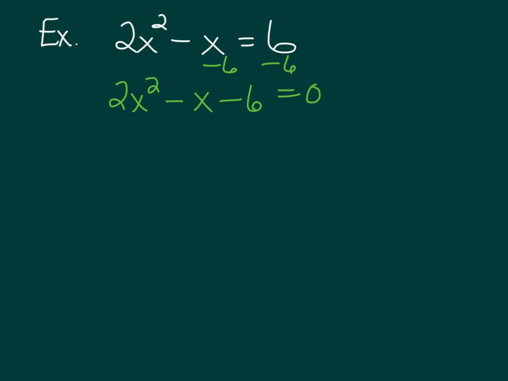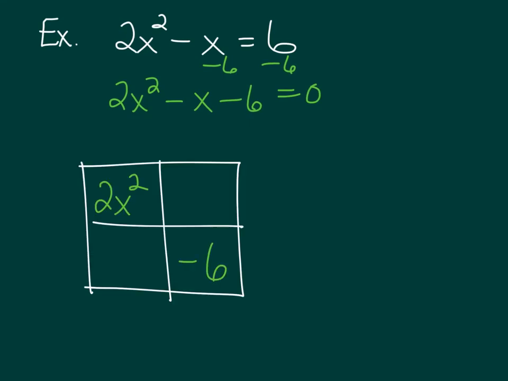Okay, so let's go ahead and draw the box and start factoring. Okay, so now I have my box drawn. So now I need to take my 2 times negative 6. 2 times negative 6 would be a negative 12. And I need to list out my factors for negative 12. Okay, so I've listed out my factors. We have a 1 and a 12, a 2 and a 6, and a 3 and a 4.